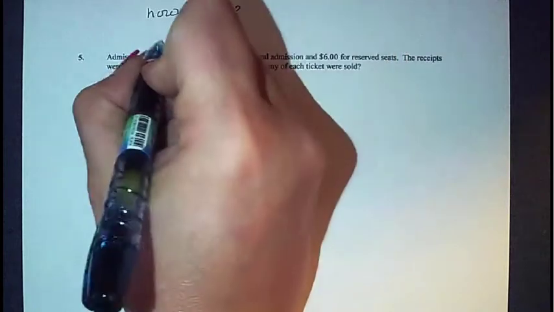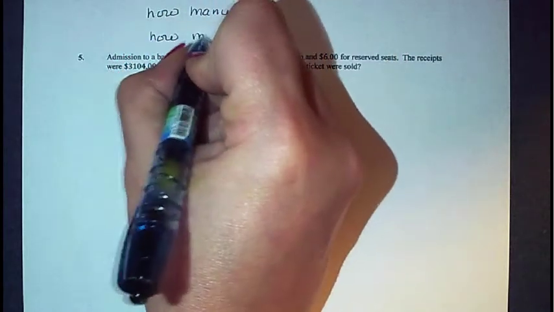Okay, so for our next problem, again, it's a money problem, so we're still dealing with that how many and then how much. Okay, those are our two questions for our equations. Again, how many and how much.